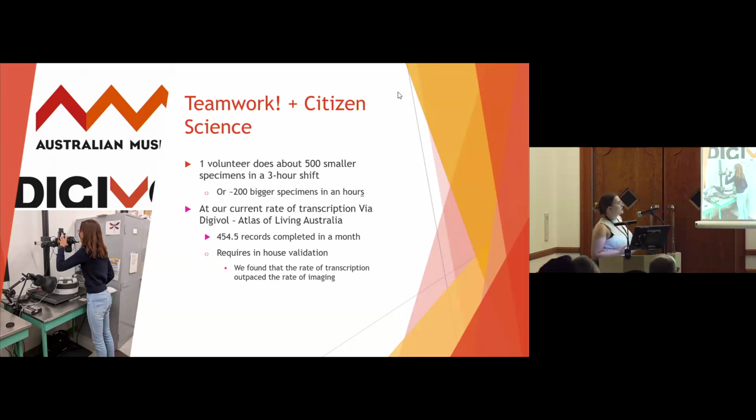And according to our time calculations, one volunteer, and this is averaged between a volunteer I conscripted who had specimen handling experience but no imaging experience, and Amelia, who's a wizard, can do about 500 smaller specimens in about a 3-hour shift.